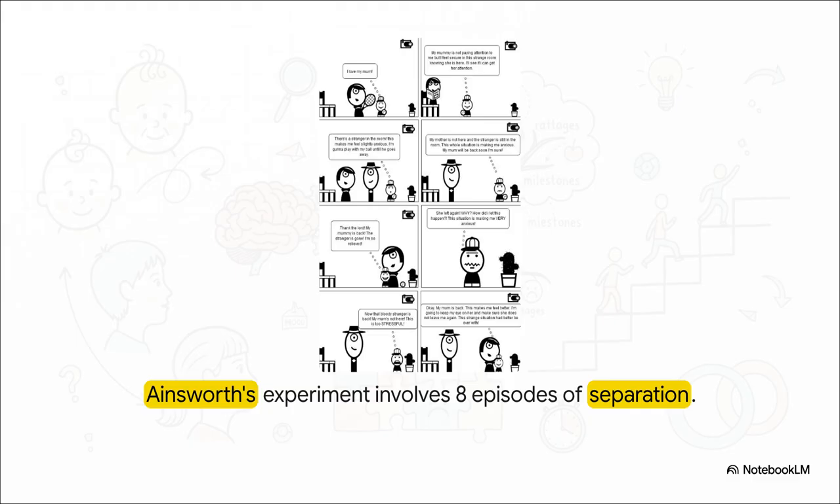Basically, a child plays happily until a stranger enters the room. Then, the mother leaves, which obviously causes the child understandable anxiety. When the mother finally returns, researchers are watching incredibly closely. They are observing the reunion to see exactly how the child uses the mother as a secure base to calm down and manage their stress.